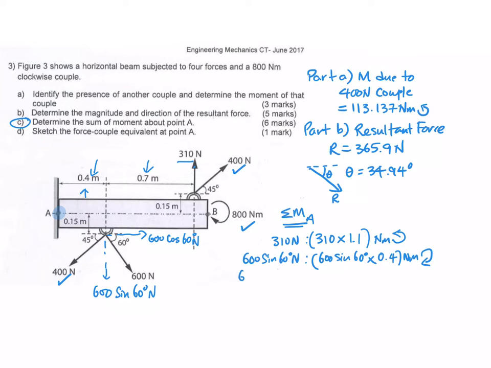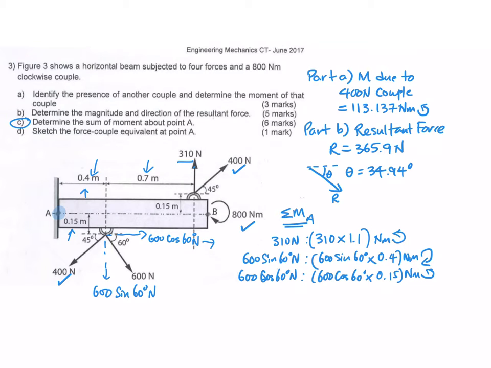Next, I look at the 600 cosine 60 degree Newton component force. That will give me 600 cosine 60 degrees multiplied by this perpendicular distance, 0.15 Newton meter, and this one is going to cause an anti-clockwise moment. And the other force is already taken care of.